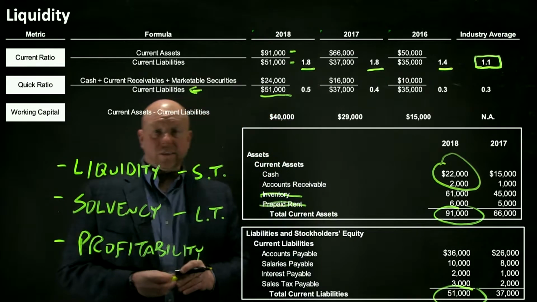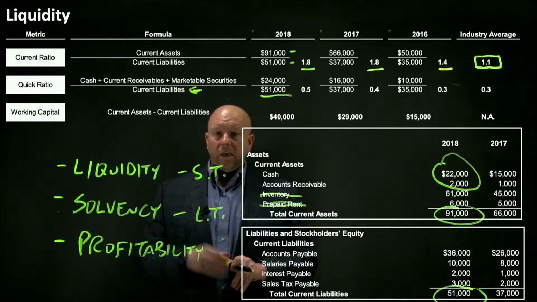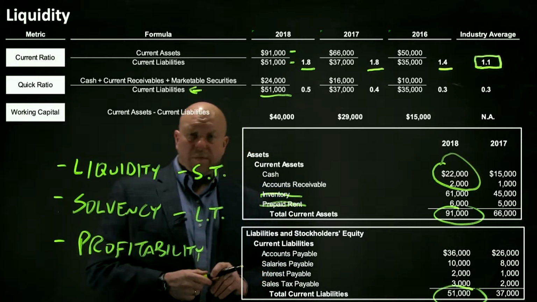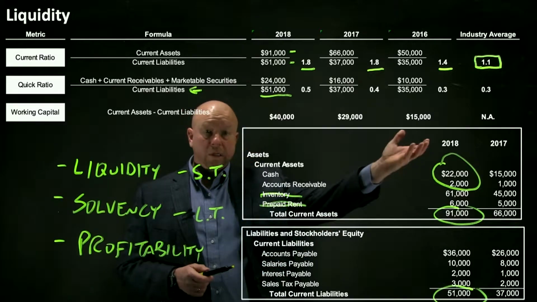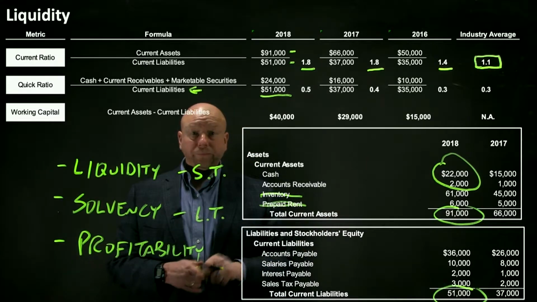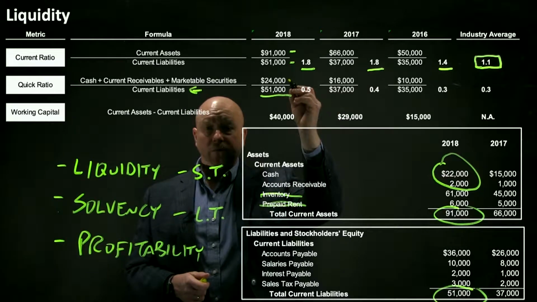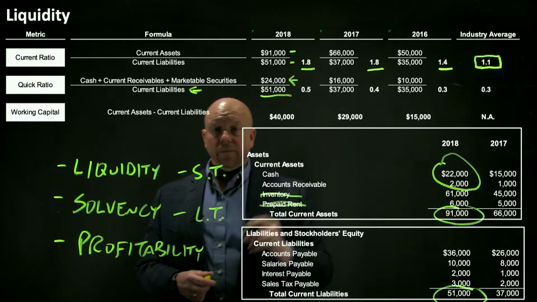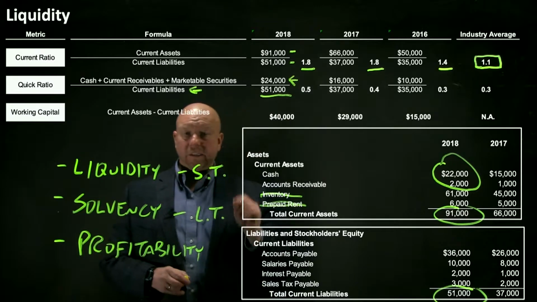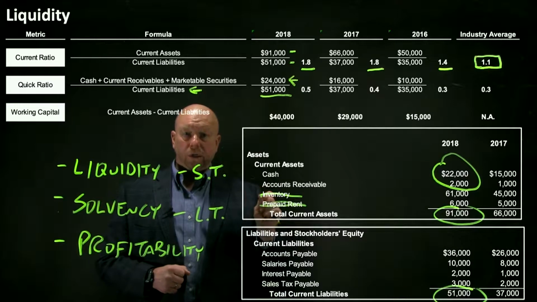And in this case, since the coffee house does not have any stocks, bonds, investments that would be marketable securities, we're only looking at cash and accounts receivable, which is where the $24,000 comes from. Much more conservative measure of the company's ability to stay in business in the short term.